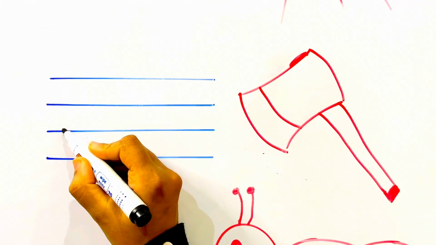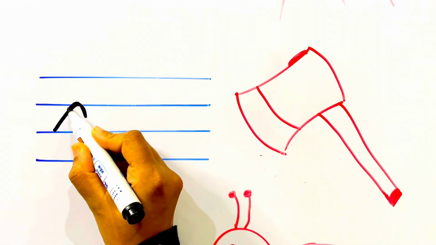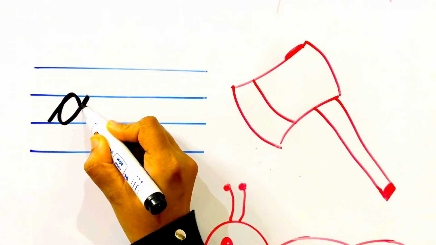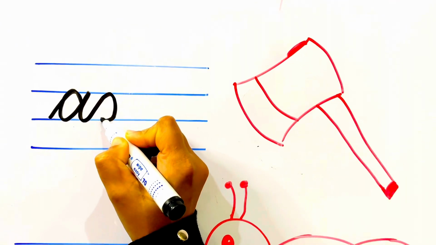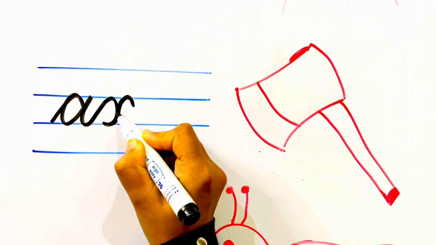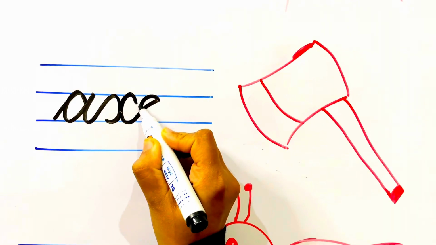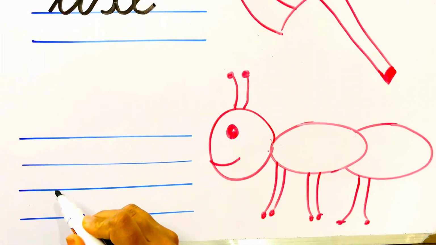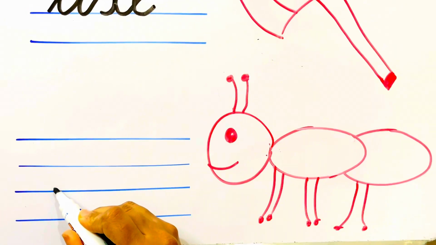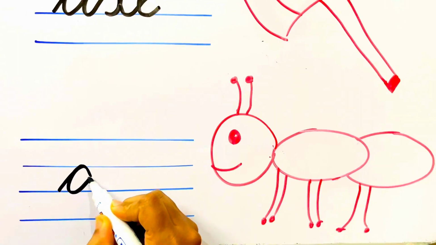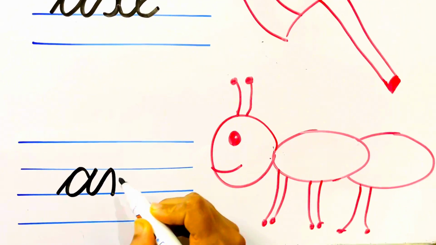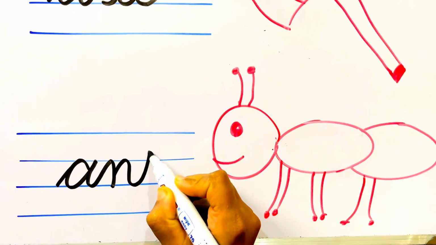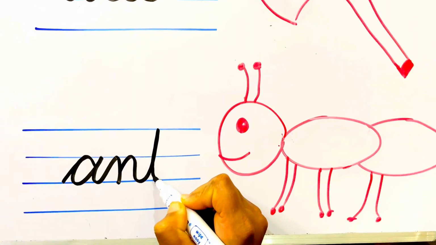Now we will write the word axe. A tails join with the slant line of X. Then X tails join with the slant line of E. Now we will write the word ant. A tails join with the slant line of N. Then N tails join with the slant line of T.